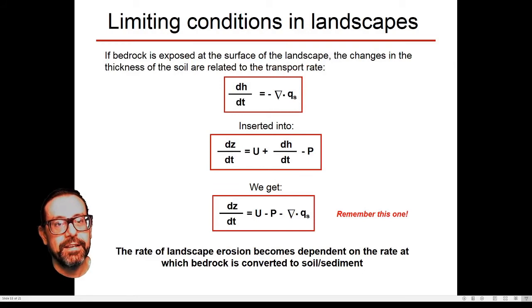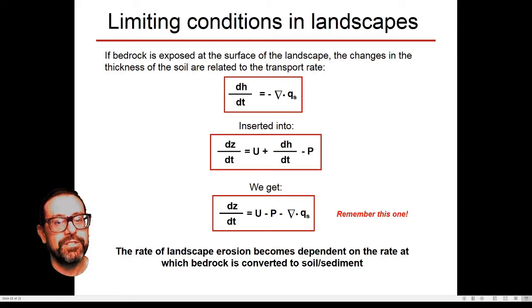We can contrast that against a landscape that has bedrock exposed at the surface. There, the changes in the thickness of soil are directly related to the ability of flows at the surface to transport that material. And so the change in the soil thickness with respect to time is equal to the negative sediment flux divergence. If we take that expression and insert it back into that generalized continuity equation we were trying to derive for the landscape, we get this expression here.